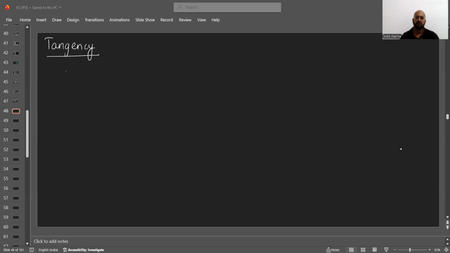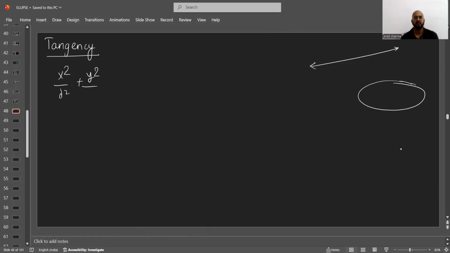So we'll now move to the condition of tangency for an ellipse. That means I have a line here and I have an ellipse. So we can consider the equation of ellipse to be x square over a square plus y square over b square is equal to 1, and I have a line y is equal to mx plus c. So now I want to see the behavior of this. And also I want to derive the condition when this line is going to become a tangent, a secant, or it won't touch the ellipse. So we need to get the condition.